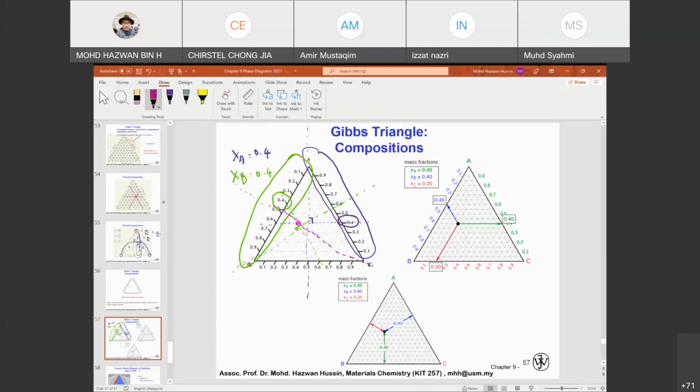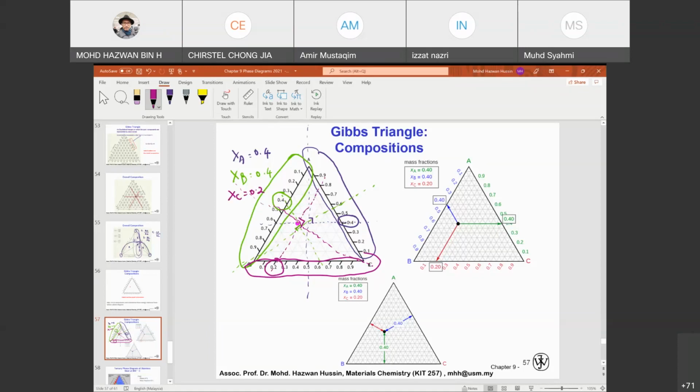Okay. And then this should be the values that you should read for C lah. So where is the line that you need to read? It is actually over here. Nampak tak? Ini pun 90 degree. So what's the value? It's actually equal to 0.2.